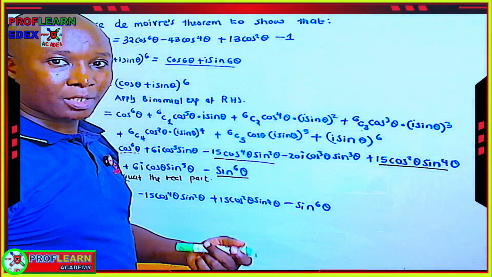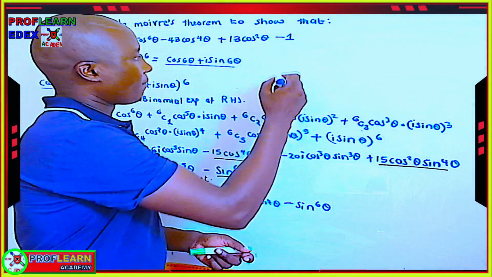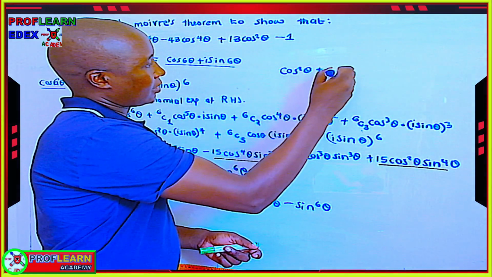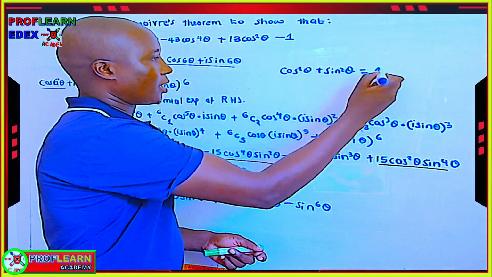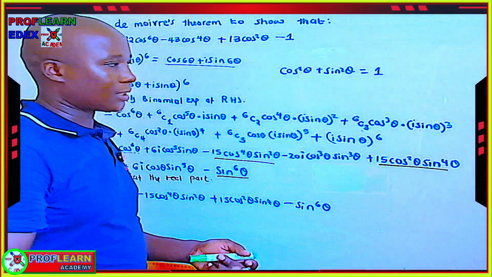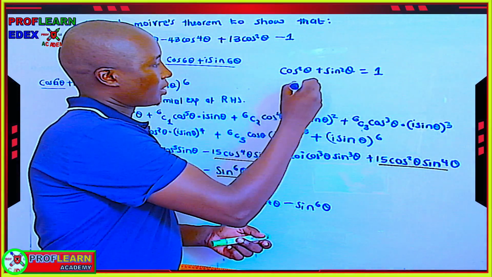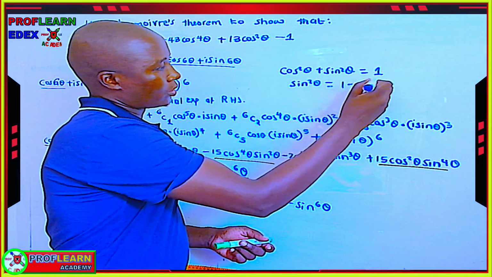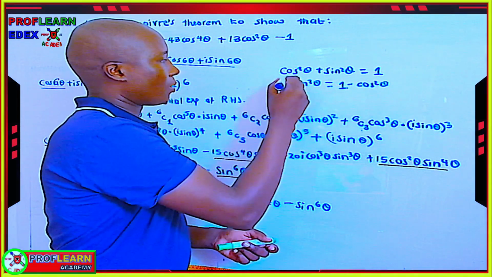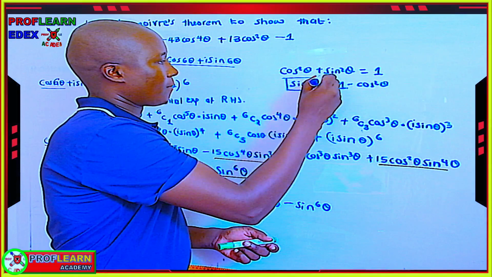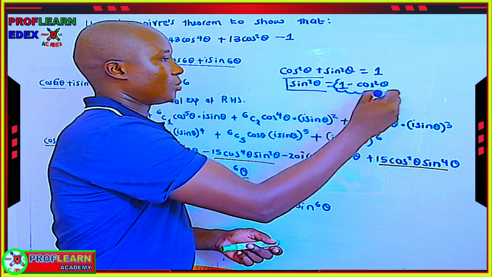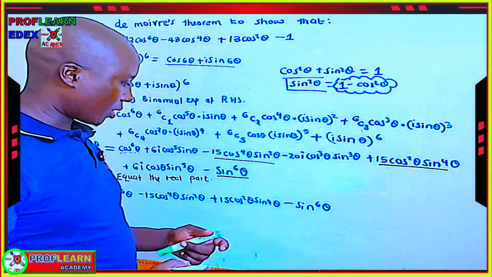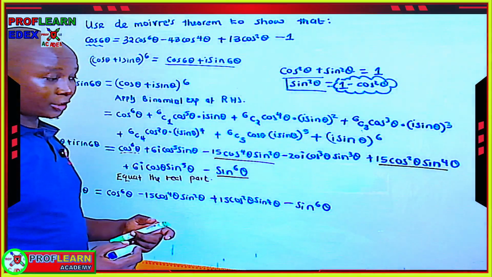So you remember the Pythagorean identities that says cos square theta plus sine square theta is basically 1. I believe you remember that. And then from this we can say sine square theta is equal to 1 minus cos squared theta. So anywhere you have sine, you can replace it with this part that we have here. Okay, so basically that's what we're going to do in that section.